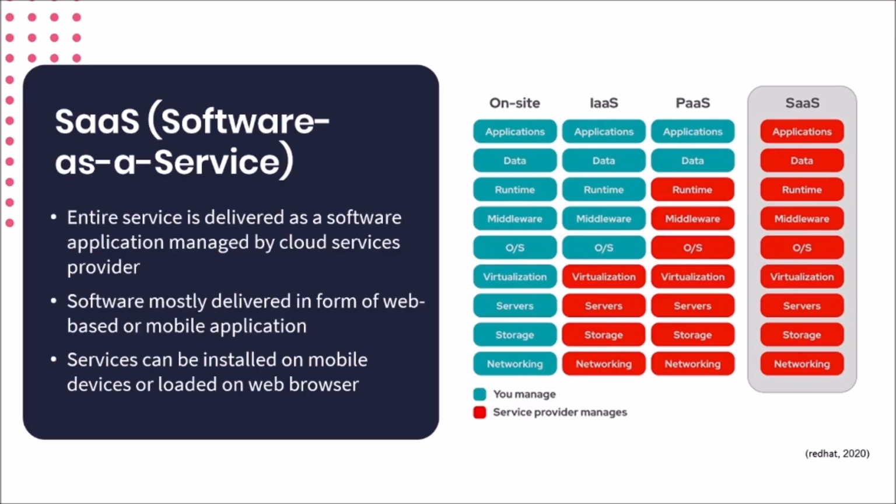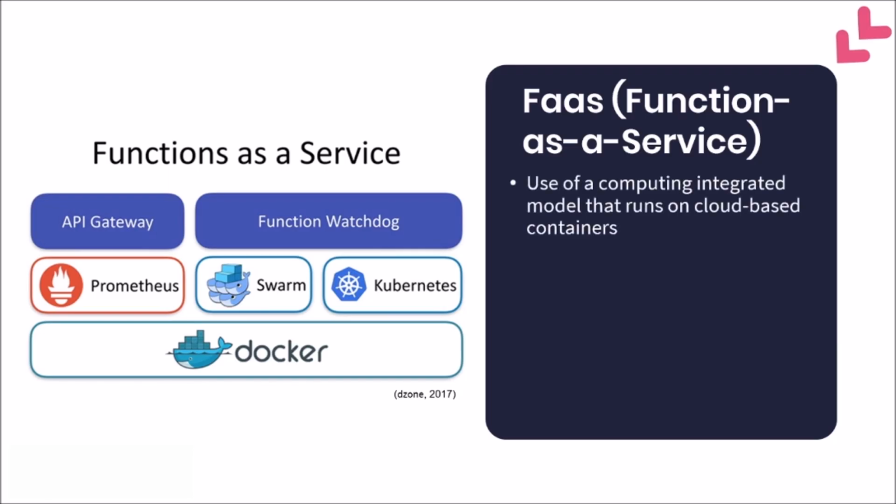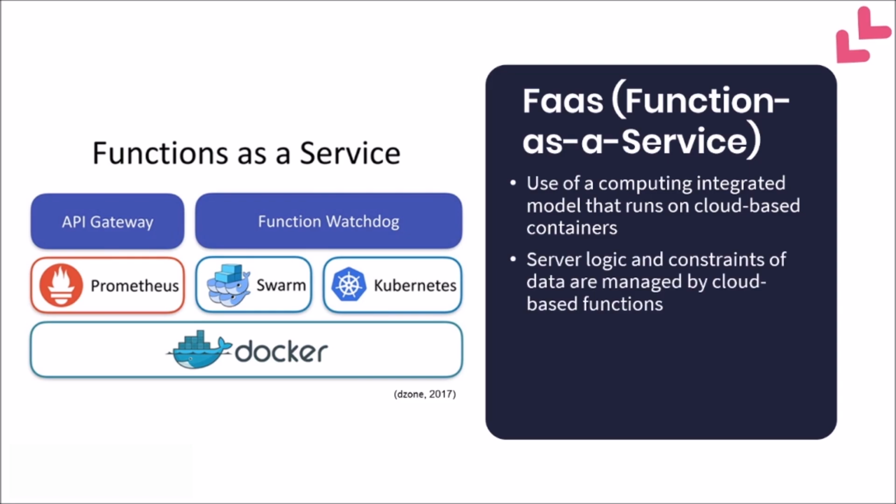And the last type of cloud service is Function as a Service, FaaS. This is the use of a computing integrated model that runs on cloud-based containers. The server logic and constraints of data are managed by cloud-based functions, which are in turn managed by the provider of the services.